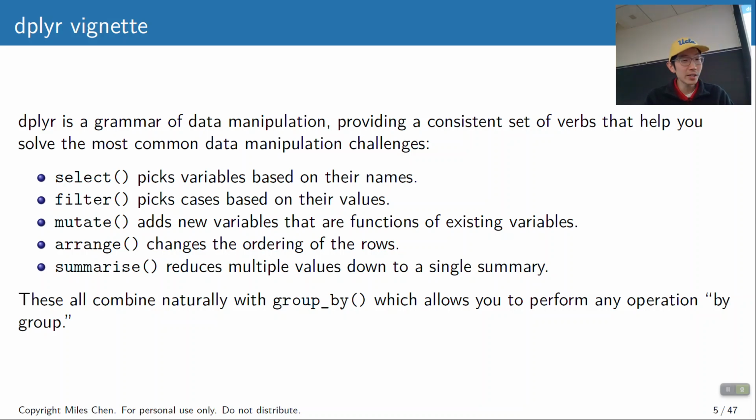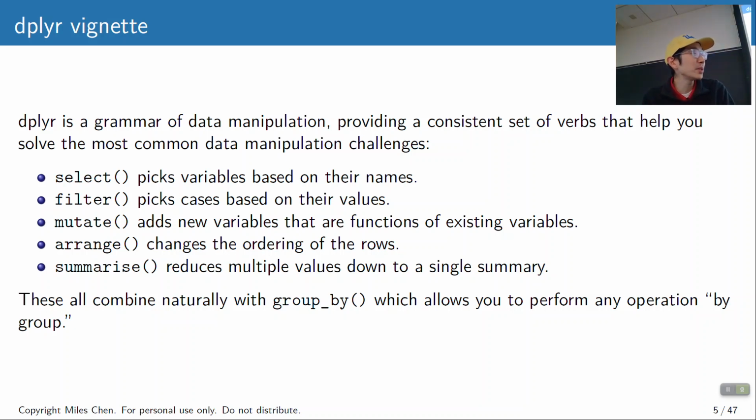So let's take a look at these verbs that we're going to be using: select, filter, mutate, arrange, summarize, along with group by. There are other verbs in dplyr, such as distinct and slice and whatnot, that you can look up. Search the help, read the textbook for more information. But these are going to be your primary tools.